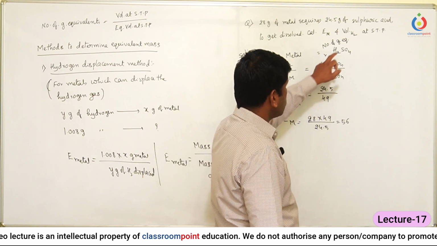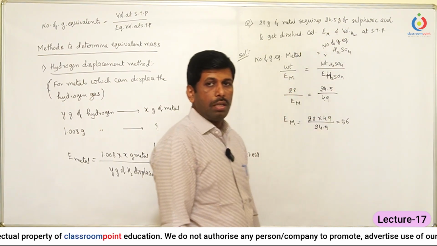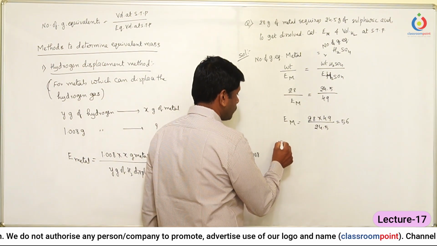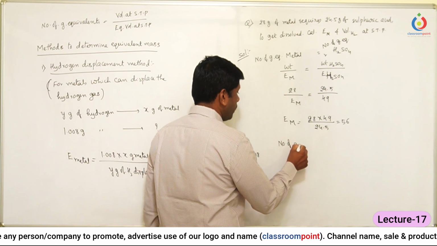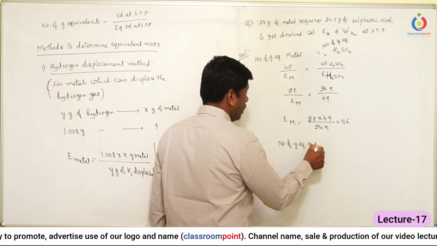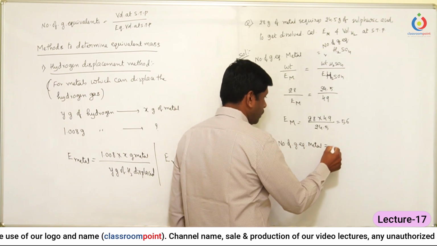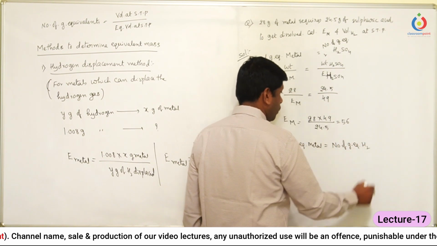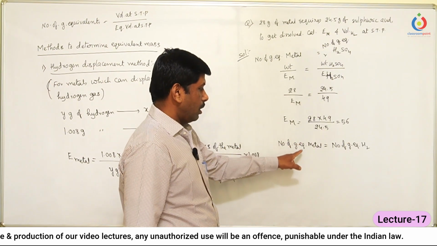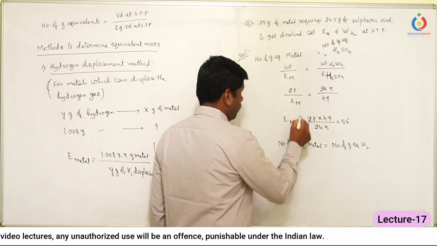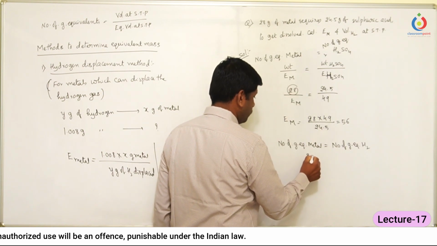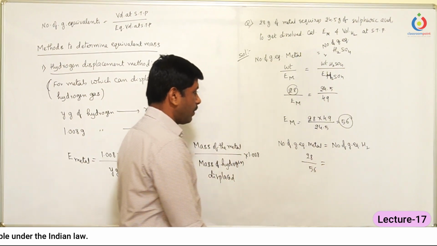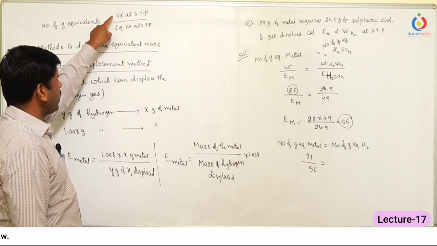Now along with that they are asking the volume of hydrogen liberated at STP. Here also we can use the same thing, that the number of gram equivalents of metal is equal to the number of gram equivalents of hydrogen gas liberated. So the number of gram equivalents of the metal is weight by equivalent weight. Weight we already know is 28. Equivalent weight we just calculated, 56.